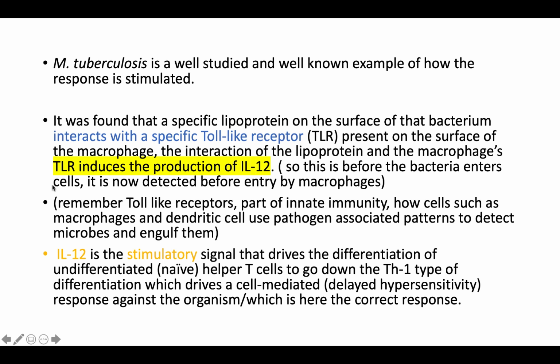Again, now we come back to these pattern recognition molecules, the toll-like receptors, present on the surface of the macrophage, and the macrophage toll-like receptors induce the production of interleukin 12. They recognize the bacteria, and evolutionarily we know that if I produce interleukin 12, this toll-like receptor will produce interleukin 12 and I make a Th1 response.